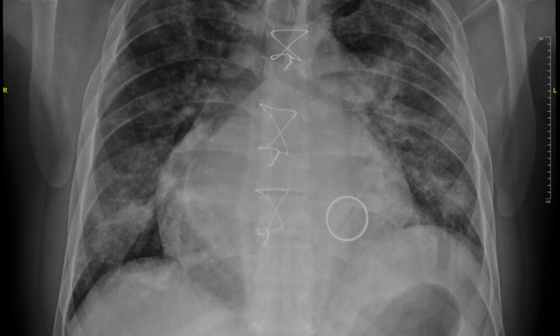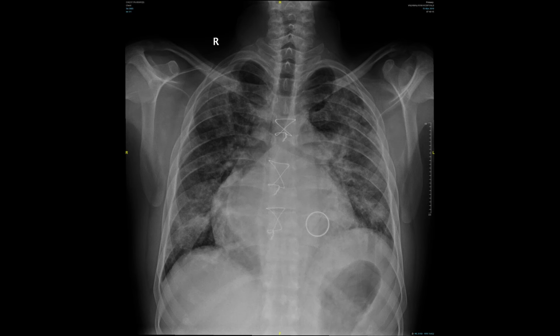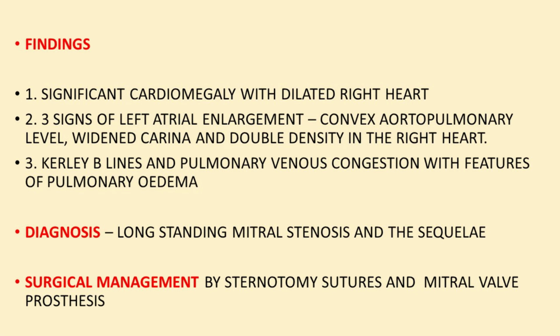In addition, diffuse ill-defined confluent opacities are noted in both the lungs, more on the left, with relative free space between the lung apices and the bilateral CP angles, which are suggestive of pulmonary edema, more due to predominant right ventricular failure. Now I have discussed the findings in the abnormal X-ray chest. The diagnosis is simple and straightforward. The diagnosis is long-standing mitral stenosis and its sequelae.